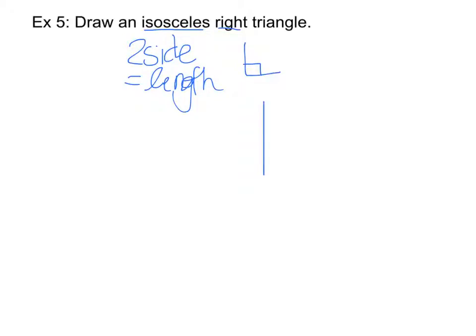There's that side. Normally you would measure this. I'm just eyeballing it right now, but we can say that this side is the same length as this side. We have a 90-degree angle. Now I just have to put together my other 2 sides. And when I do that, I have an isosceles right triangle.